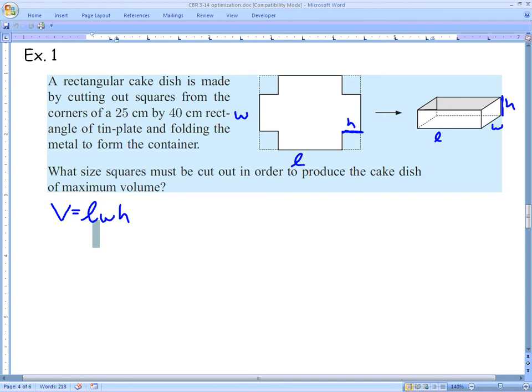That's a lot of variables. I've got a V, I've got an L, I've got a W, and an H. And really the thing I want to be talking about is the size of the square, which is really only my H variable. So I'd like to rewrite the other two.